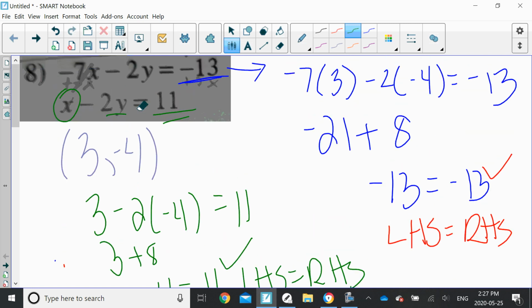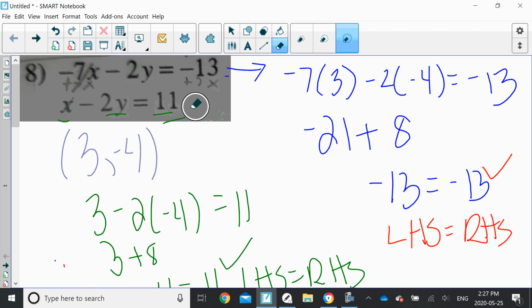So again, just to quickly go through this one more time, Trixon, and make sure you're good. When you're doing substitution, don't mess around with this first one because you're going to get fractions. You look at this guy here and say, I could get x by itself in one move, and that move is adding 2y to both sides.